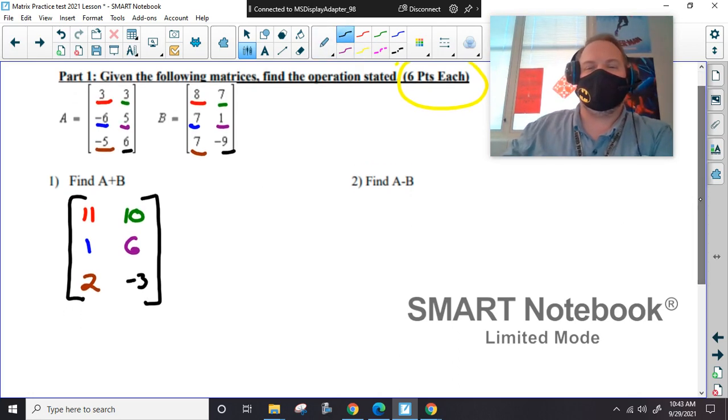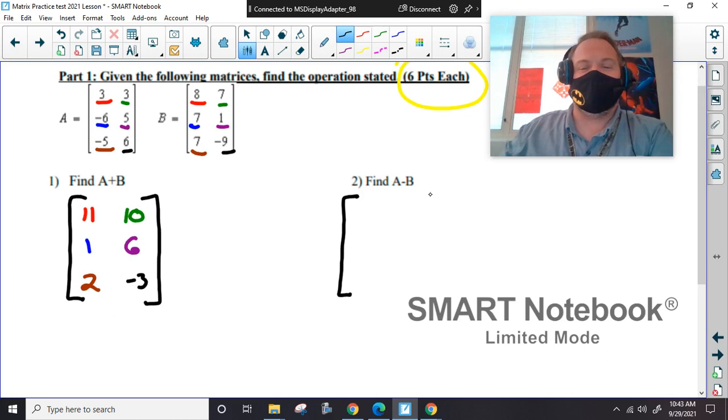Okay, somebody just asked if we always add them. We're going to number 2 where it's subtracting. This is usually the point in time where I need to rethink my life choices.